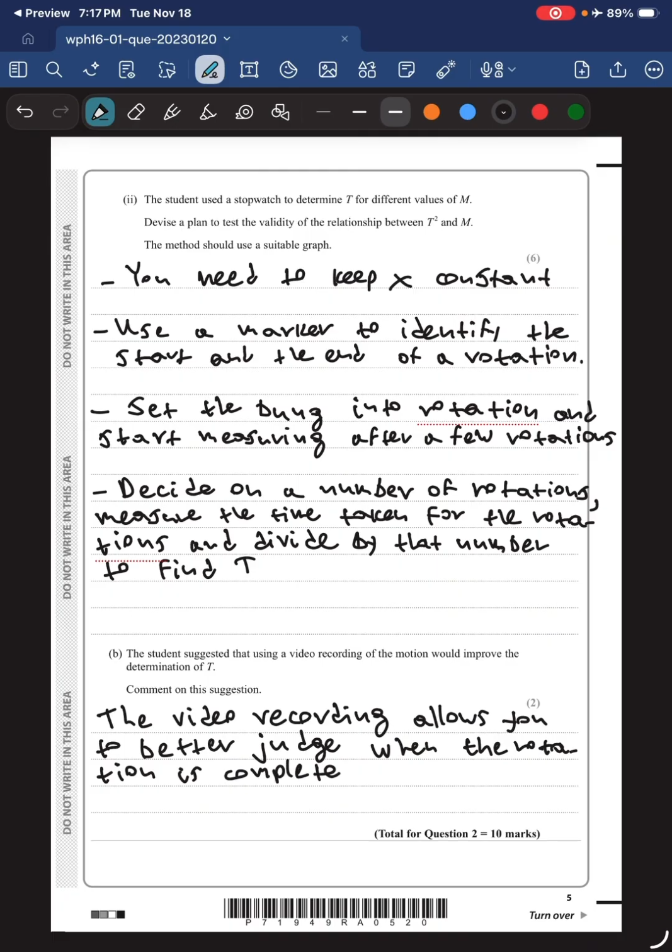Thus, t can be determined more accurately.